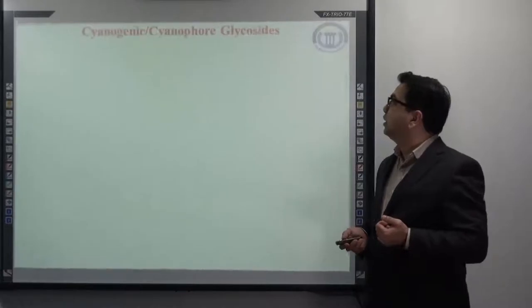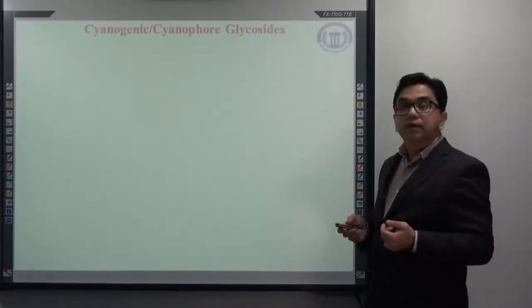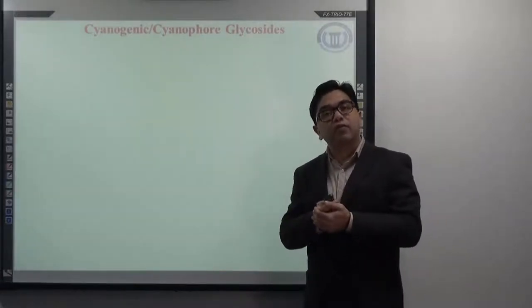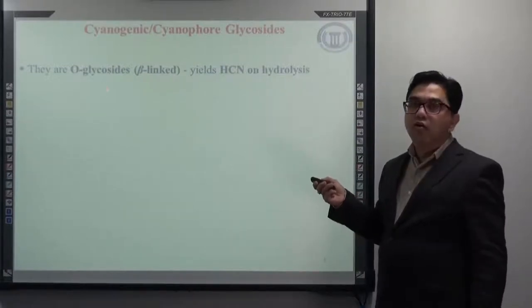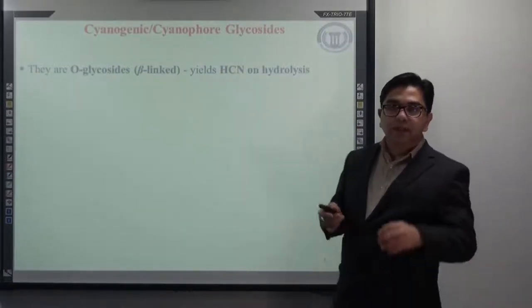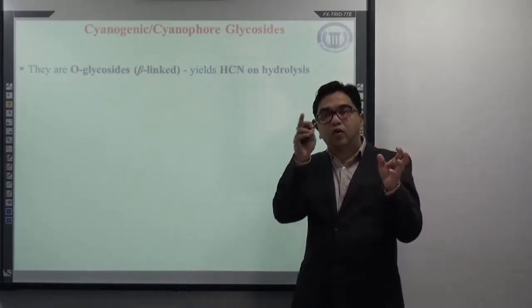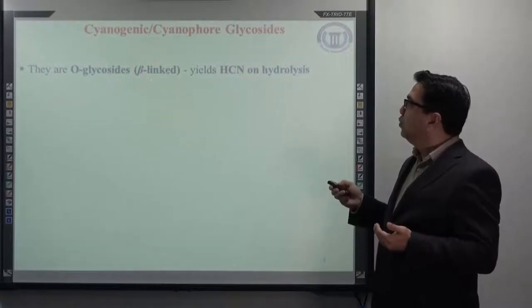So first we will start with what are cyanogenic glycosides. I would like to mention here that cyanogenic glycosides are also known as cyanophore glycosides, and they are generally O-glycosides. That means the linkage between the sugar and non-sugar is the oxygen atom, so that's why they are known as O-glycosides. And they are also beta linked.